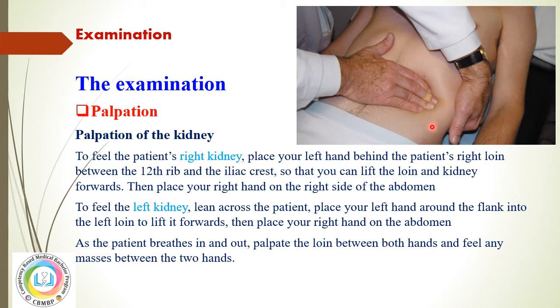Anterior hand and posterior hand are both compressing, and during deep inspiration the kidney descends down. If it is enlarged I can feel it between my two hands. Normally the kidney is not palpable, but it may be felt in very thin individuals or if it is enlarged. If I feel the kidney easily, it is either enlarged or an ectopic kidney descending in the iliac region.